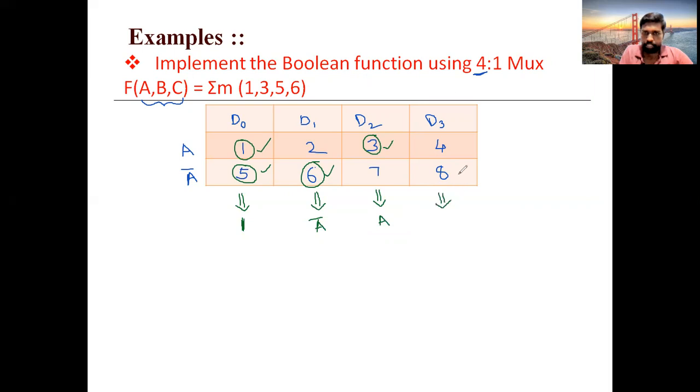When a column consists of none circled, none of the two are circled, so it is 0. Okay. When both are circled like this, it is 1. When any one among the two is circled, take the answer for the circled one. So here A bar, so here A. Suppose none of the two are circled, the answer is 0. So the answer will be D0 is 1, D1 is A bar, D2 is A, D3 is 0. Okay. So by using those particular values, you should mention 1, A bar, A, 0. Remember them. 1, A bar, A, 0.